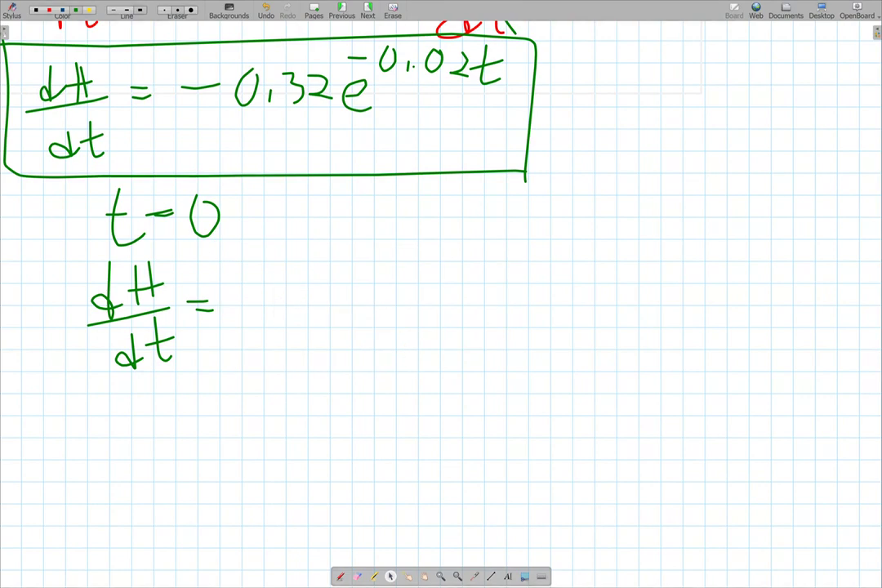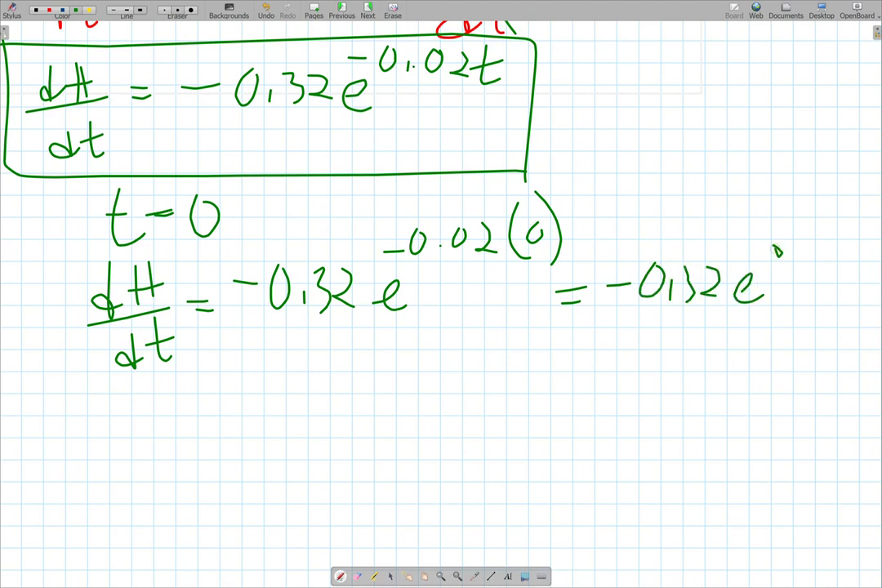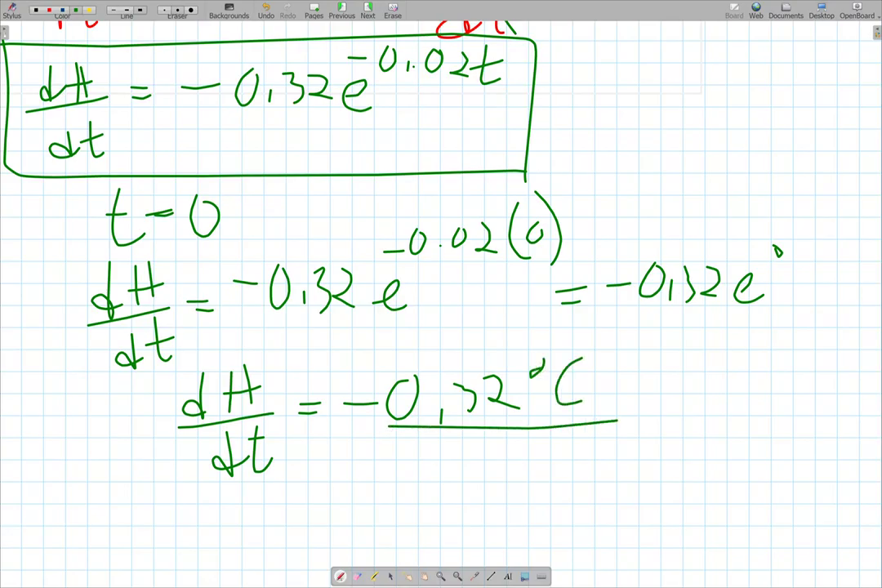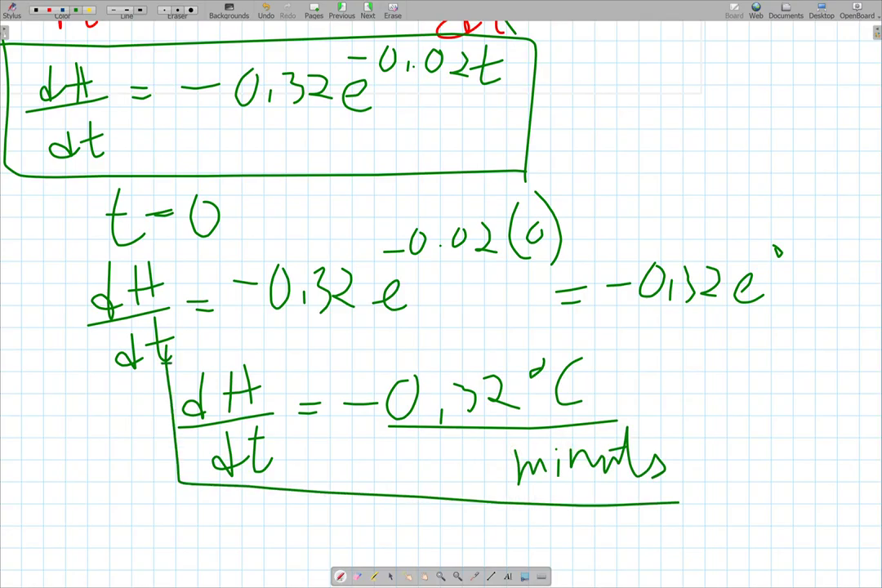Diba? The equation of the dH over dt is negative 0.32 e negative 0.02 t. Your t is 0 initially. So, this will be equals to negative 0.32 e to the power of 0. Any number if the exponent is 0 is 1 because that is actually divided by itself. So your dH over dt is equals to negative 0.32. What is the unit? Of course, H is degree Celsius and then T is in minutes. Okay, so yan ang sa first question.